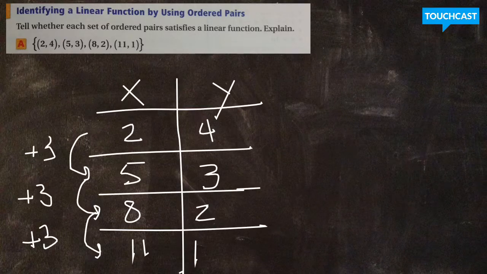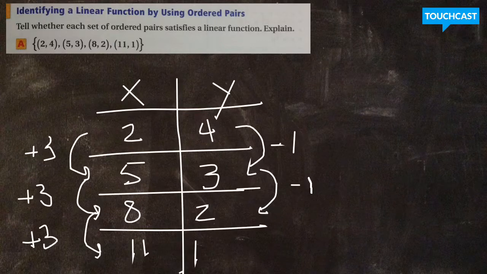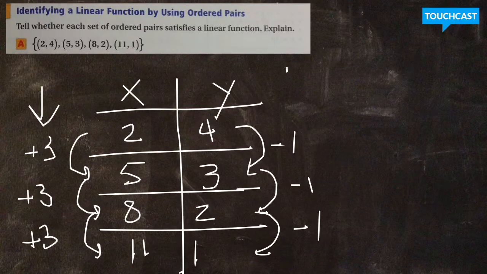Now let's look at our y's. To get from 4 to 3, we can subtract 1. From 3 to 2, we can subtract 1. And from 2 to 1, we can again subtract 1. So, as long as we have a constant change in both the x and the y, they don't have to be the same number. As long as every change in the x is 3, for this example, and every change in the y is -1, this satisfies a linear function. So we can say that this set of ordered pairs is a linear function.